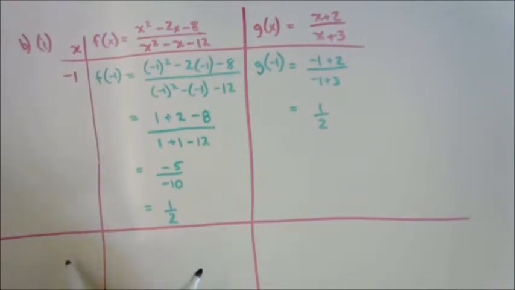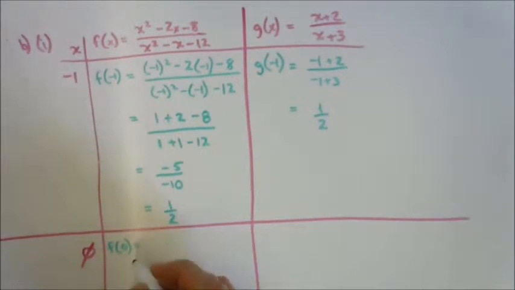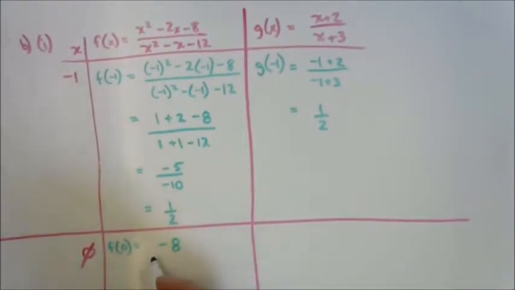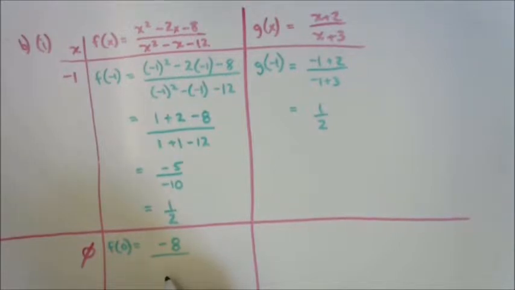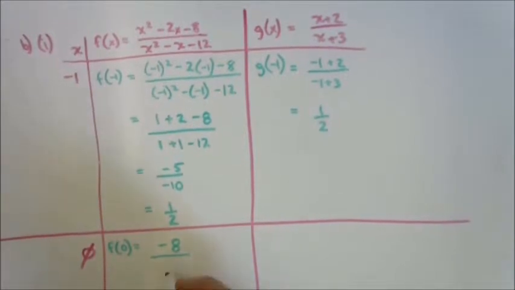We are going to sub in the value 0 to each function. So f of 0: 0 squared is 0, negative 2 times 0 is 0, and we're just going to be left with negative 8 in the numerator. I'm reducing quickly. In the denominator, you're going to have 0 squared minus 0. It's all still just 0, and then we're going to have minus 12 in the denominator. So what does this reduce to? Yeah, positive 2/3, because we got a negative over a negative.